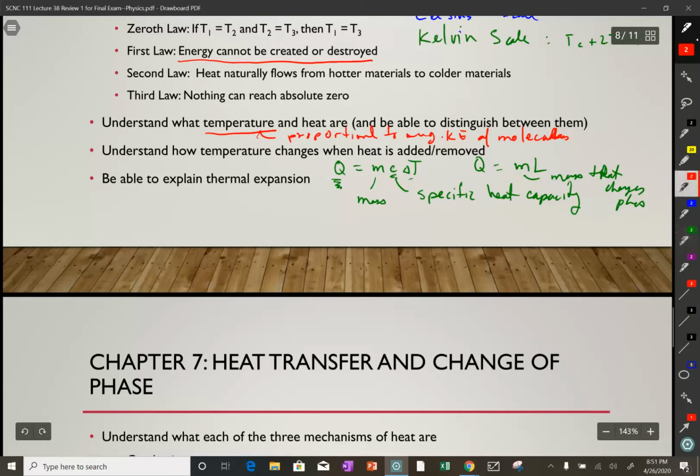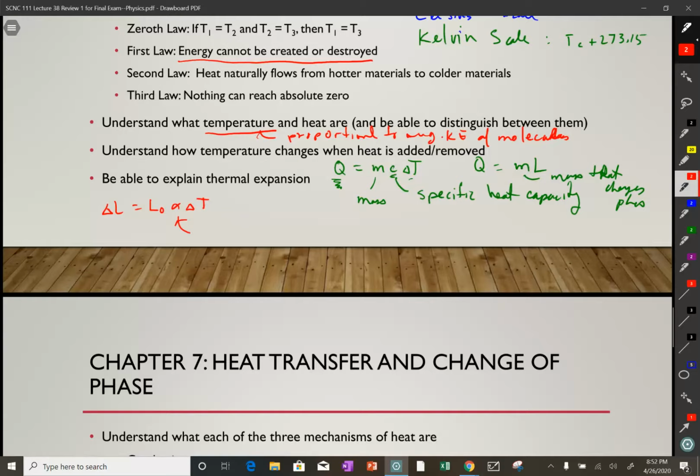Thermal expansion: as temperature increases, molecules move faster, they bounce off each other harder and they tend to spread out. So you have an increase in length when you have an increase in temperature. Alpha here is the coefficient of thermal expansion, and it's going to be different for different materials, just like the specific heat capacity is different for different materials. So the general rule is if you put in heat, it should expand.